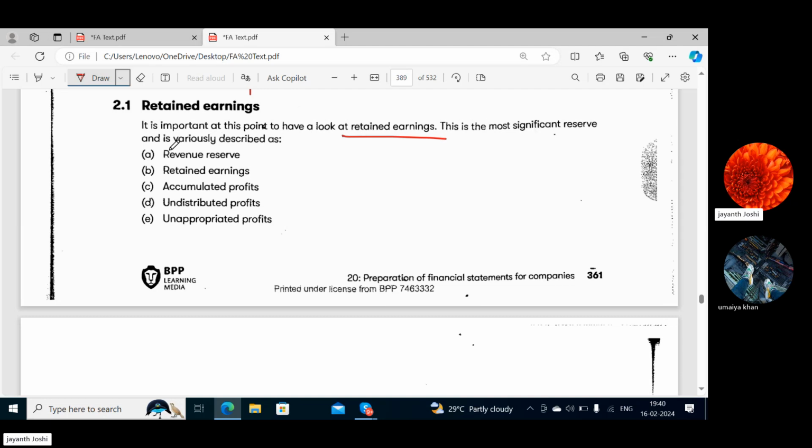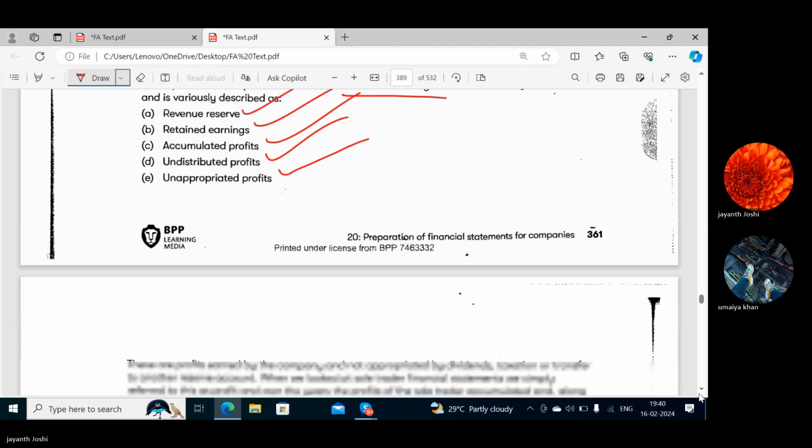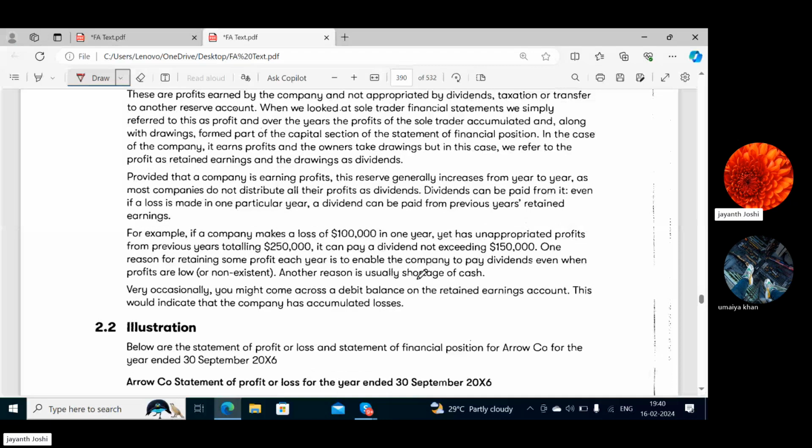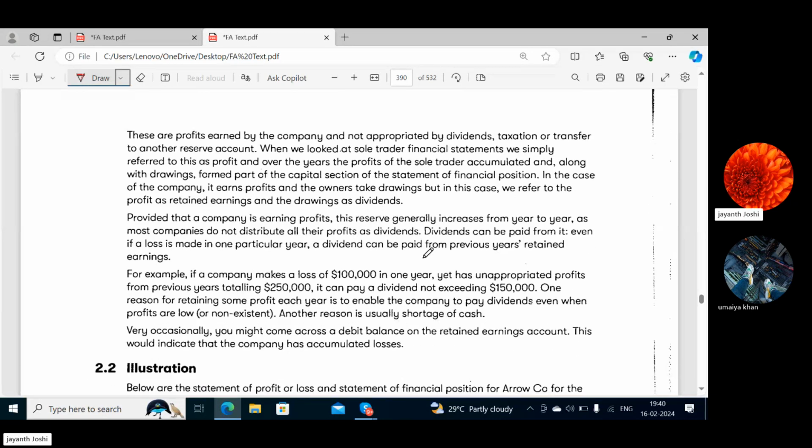This is the most significant reserve and is variously described as revenue reserve, retained earnings, accumulated profits, undistributed profits, unappropriated profits. All 5 names. So there's an example here. These are profits earned by the company and not appropriated by dividends. That means these profits are earned by the company, but not from dividends, not something you have earned from your investment. You have earned this from your operations, and they are not appropriated by dividends, taxation, or transferred to another reserve account.